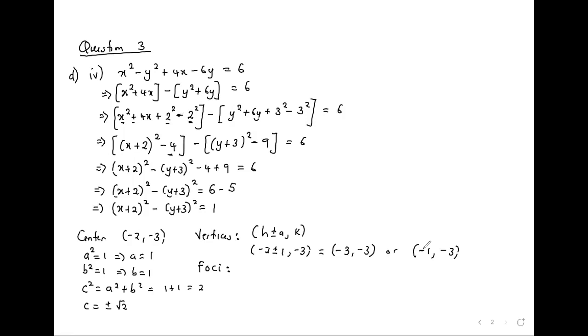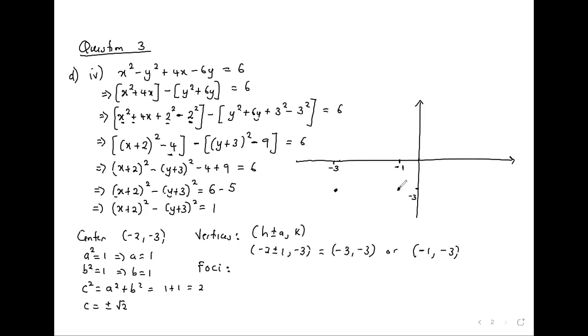So these are the coordinates for the vertices. So you can even be sketching as you find your coordinates. Okay, so we have (−1, −3) here. Then we also have (−3, −3), another one here. The vertices.